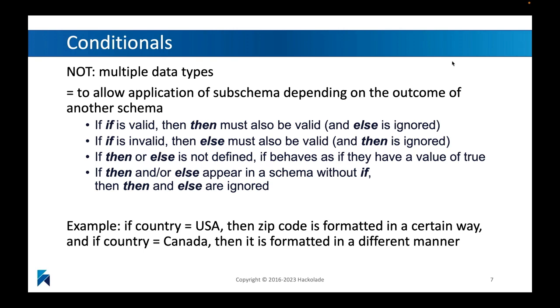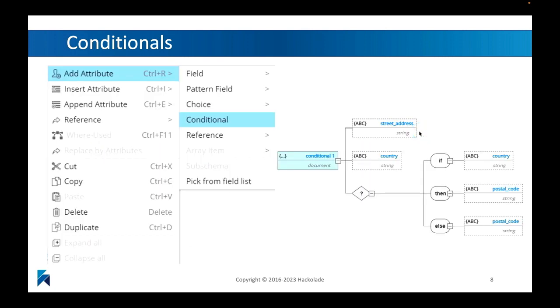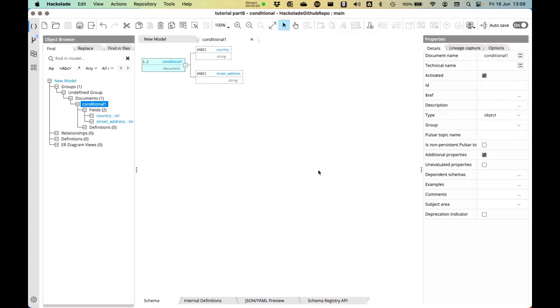A great example of this is choosing the format of a postal code, right? Every country has its own different way of formatting postal codes, and depending on the value that we find in the country field, we would apply a different format to the postal code field that is also part of this document. So it's really easy to apply this in Hackolade, and we will show you that in a minute. So let's switch right over and show you that immediately.